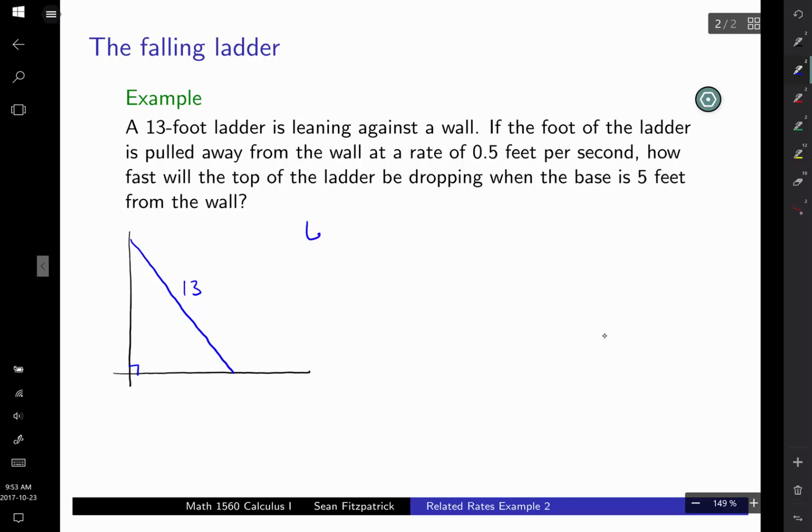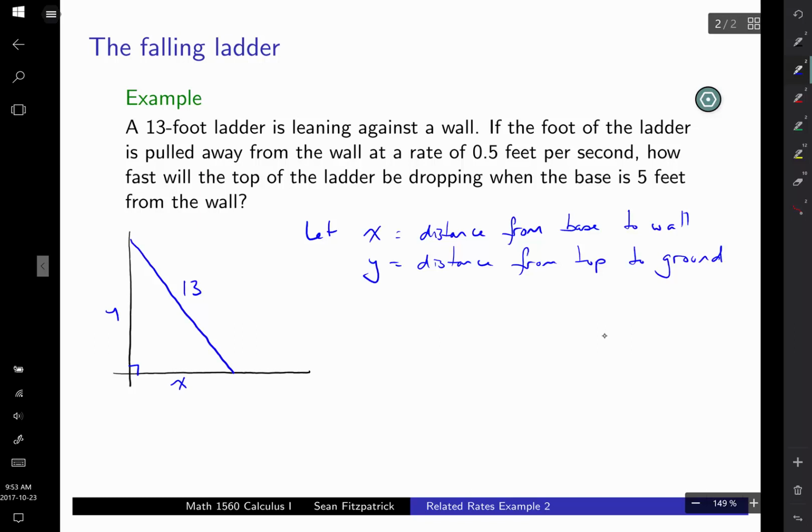And so what we're going to do is let x be the distance from the base of the ladder to the wall. We'll let y be the distance from the top of the ladder to the ground. So we label those x, y. And we can see that we've got a right-angled triangle.